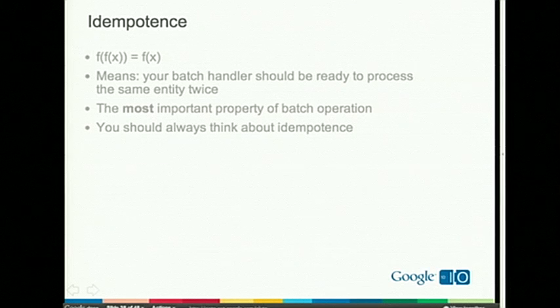Idempotency in mathematics means that if you apply a function twice, you have the same results, which in our case means that your batch handler should be ready to process the same entity twice. Because errors do happen, and the way we recover from errors is we rerun your code on the same entity. And sometimes you might be unlucky, and it will be rerun twice. This is the most important property you should think about. When you write a batch operation, you should always think, is it idempotent? Do I care about that?